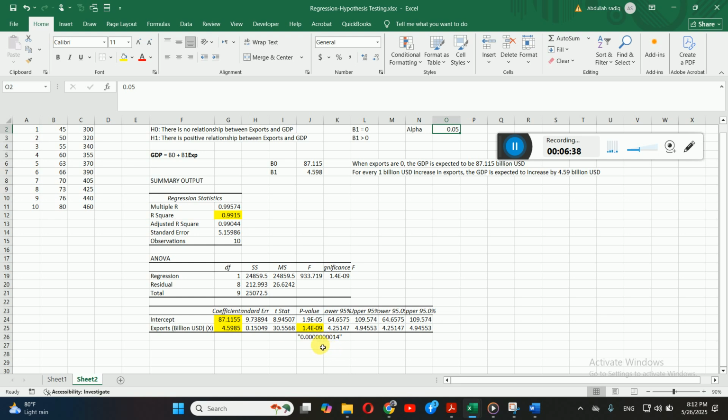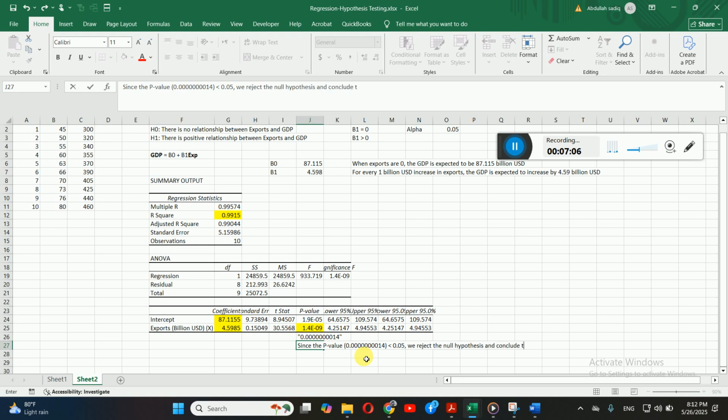So what is the interpretation of this p-value? You can say, dear students, since the p-value, which in this situation is 0.00000 14, is less than 0.05, we reject the null hypothesis and conclude that the coefficient of exports is statistically significant, dear students.